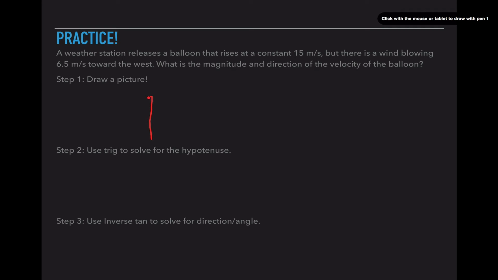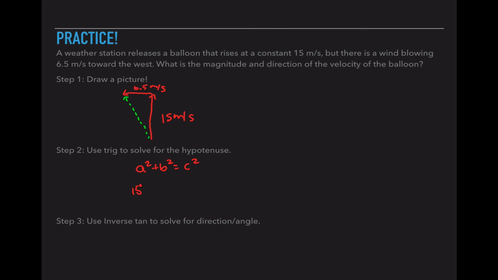So we have our 15 meters per second north, and then it says 6.5 meters per second towards the west. The west is to the left. So I'm going to draw 6.5 meters per second, and we are solving for this green dotted line. We're solving for the hypotenuse. So we have to use trig again. We're going to use Pythagorean theorem to solve for the hypotenuse.